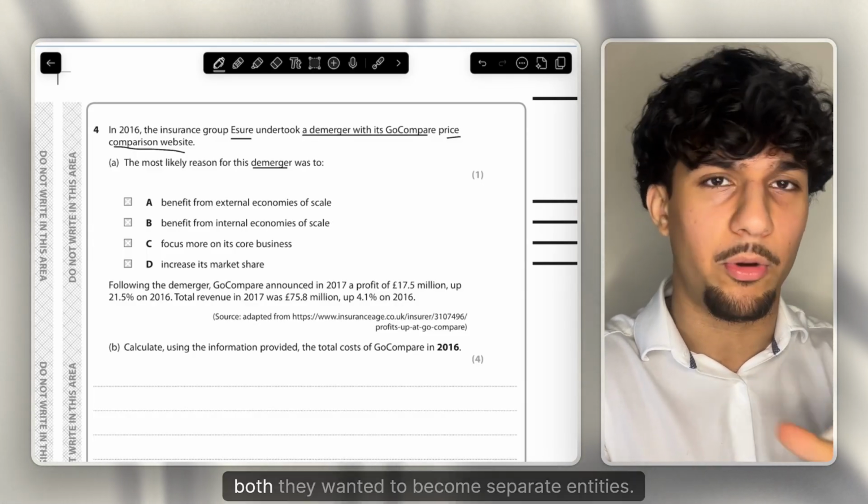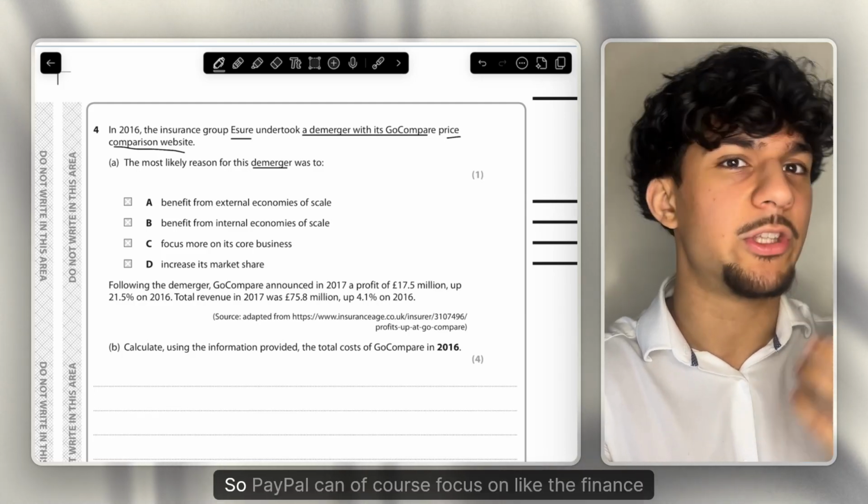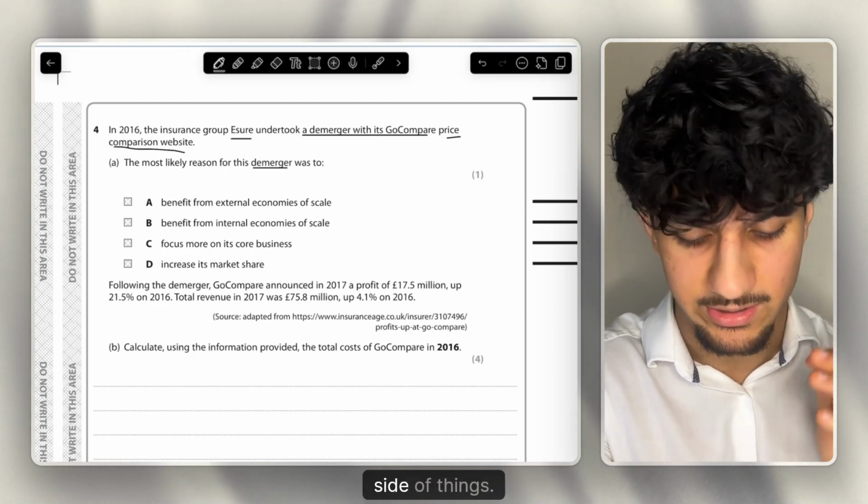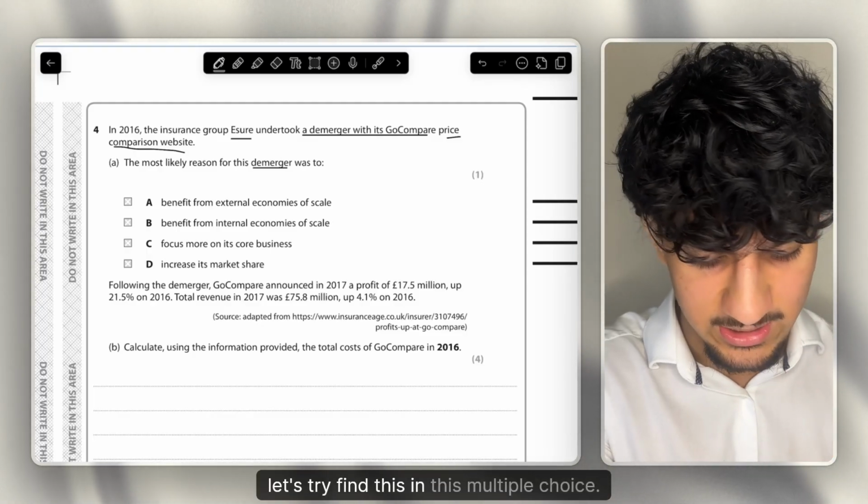Because they wanted to become separate entities. So PayPal can, of course, focus on the finance side of things, and eBay can focus on the shopping side of things. But yeah, let's try to find this in this multiple choice.